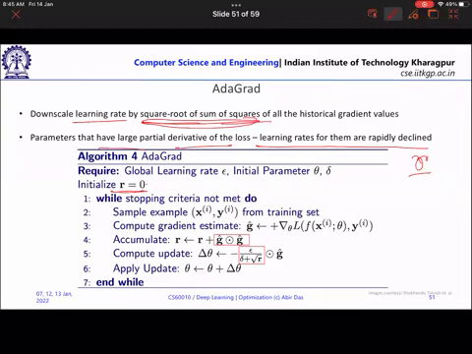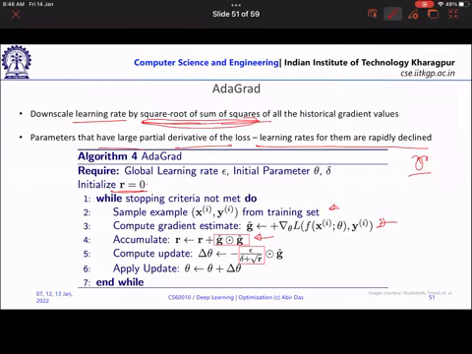initialized with 0. So now you take that sample x, y from the training set, then compute the gradient estimate. Now you accumulate this gradient. Now what does this notation mean? This dot within circle, in the context of this lecture, means element wise multiplication. So you basically try to multiply each element.